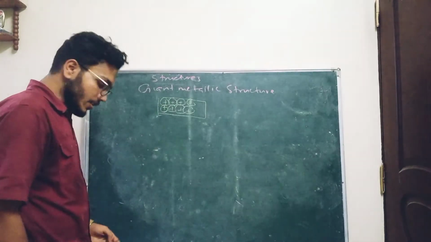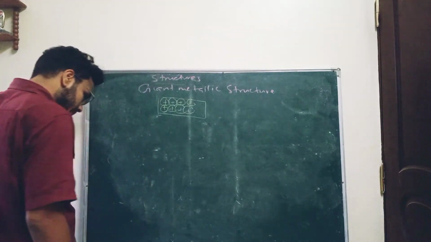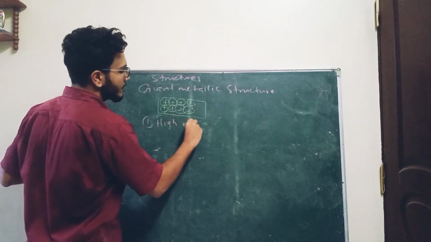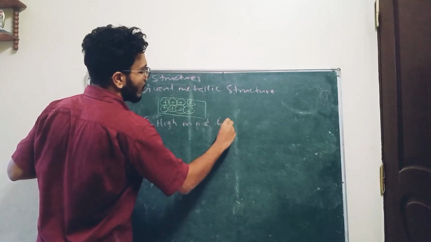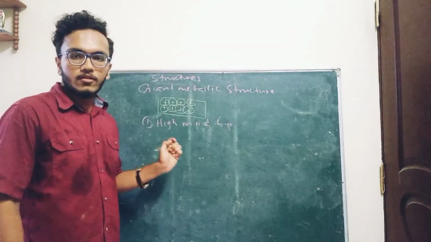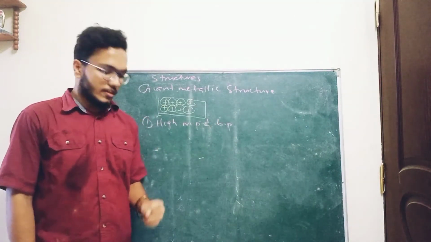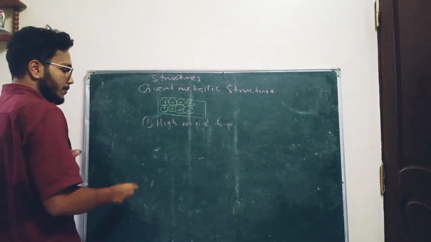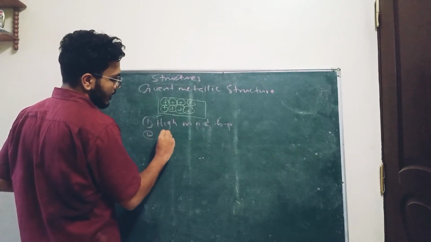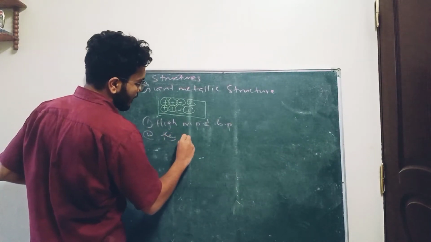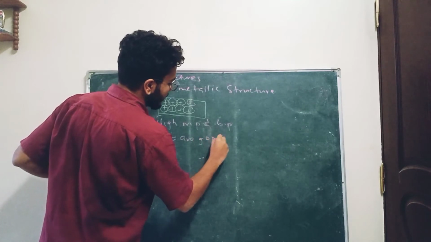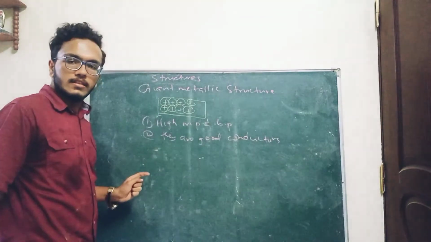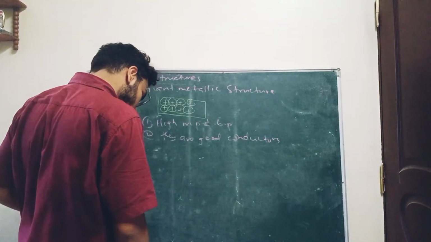Elements with metallic structure have the following properties. 1. They have high melting and boiling points. Why? Because they have delocalized electrons, hence a strong metallic bond which requires more heat energy to break. They have high electrical and thermal conductivity. They are good conductors of electricity, and they conduct heat also.